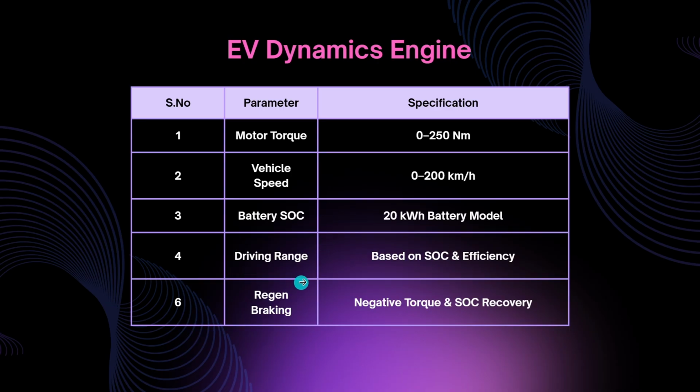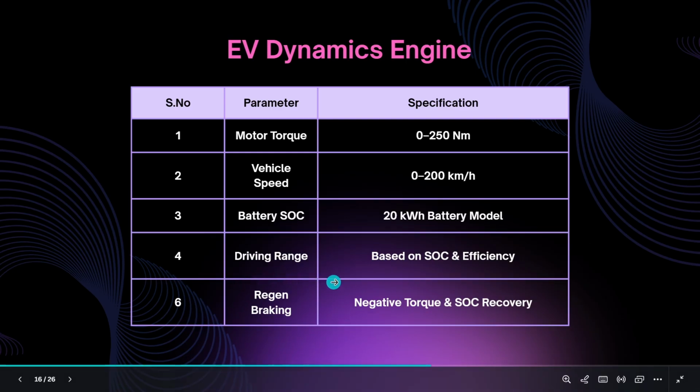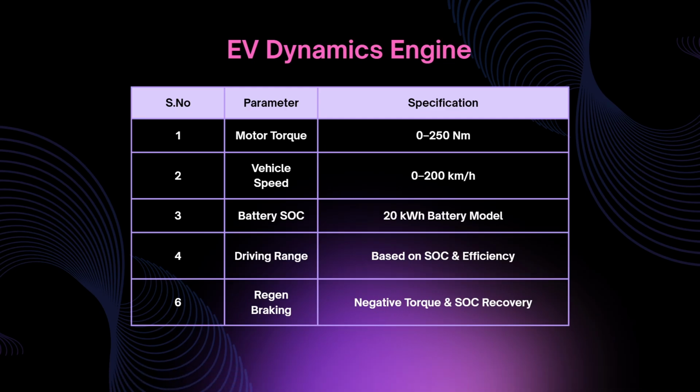The driving range is calculated based on the SOC and the efficiency, which is again calculated from the accelerator pedal position. And also we are able to calculate the regen braking, also known as the negative torque, which is generated because of the brake application, and the SOC recovery due to the negative torque generated. Now that we have discussed the EV parameters, let's move on to the ADAS module, where the system monitors the surroundings and detects the potential obstacles.